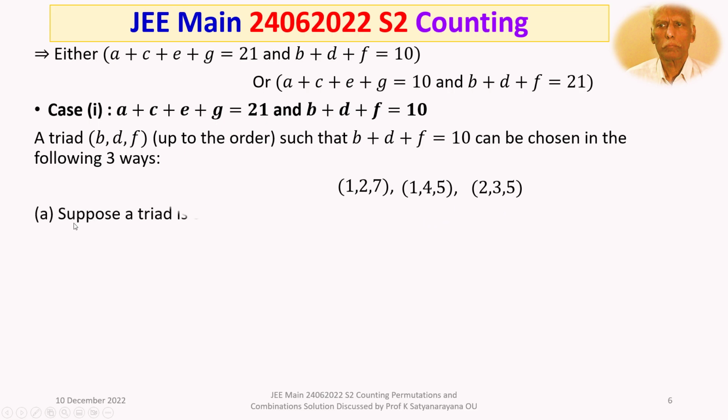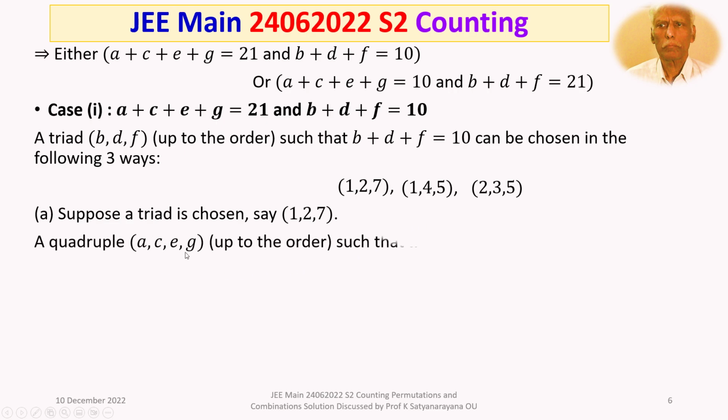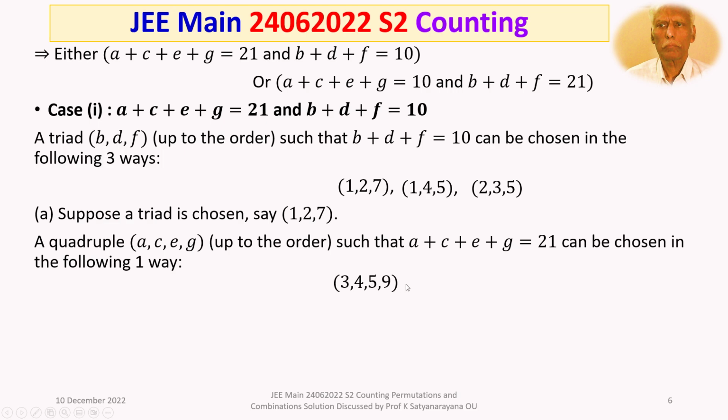So these are the three things you will get. Now take the first case, 1, 2, 7. Take the first triad 1, 2, 7. Having chosen 1, 2, 7, what are the remaining fellows? 3, 4, 5, 9. The sum will be automatically 21. So a quadruple ACEG, up to the order, such that the sum of the digits is equal to 21 can be chosen in only one way, that is 3, 4, 5, 9. Obviously, if you leave 1, 2, 7, the remaining integers are 3, 4, 5, 9.